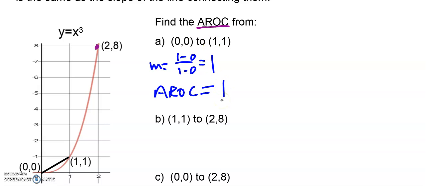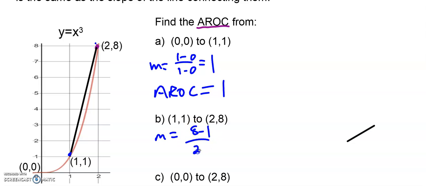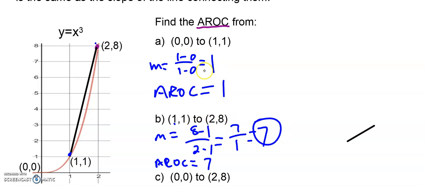All right? Now, for the next one, I want to find the average rate of change between (1, 1) and (2, 8). So I would connect those 2 points with a line. So I'm finding the slope of the line connecting these 2 points. So the slope would be 8 minus 1 over 2 minus 1. So that would just be 7 over 1. So my slope is 7. So notice how my average rate of change between (1, 1) and (2, 8) is totally different from the average rate of change between (0, 0) and (1, 1). Those two answers are completely different.